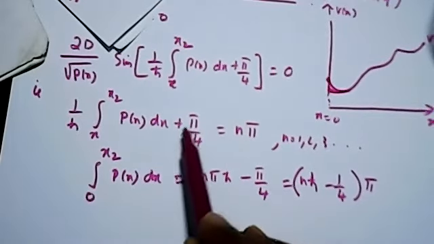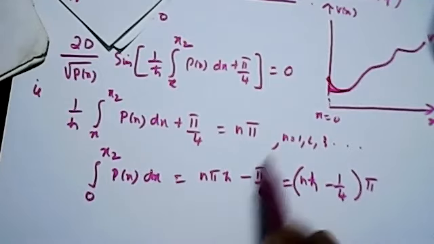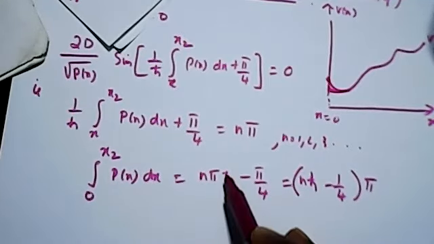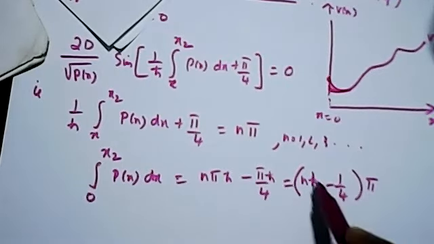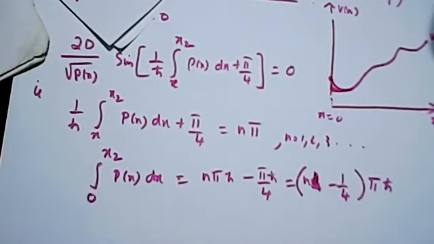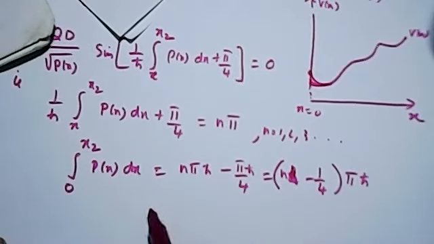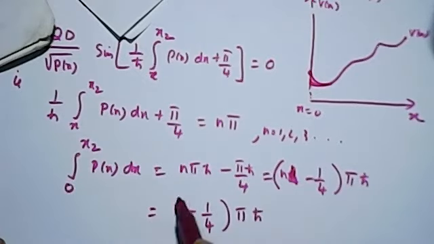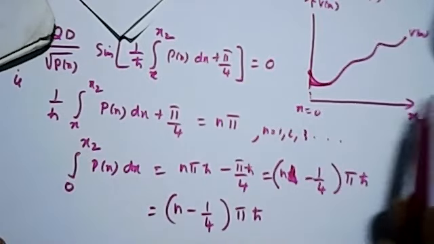Sorry, there is a correction. First, this will go to the other side. So n pi minus pi by 4, all into h cross. h cross will be throughout, so you can take h cross outside. n minus 1 by 4 into pi h cross. So this is equal to n minus 1 by 4 into pi h cross. So here we put the limits 0 to x2.